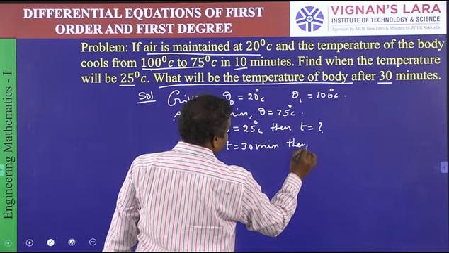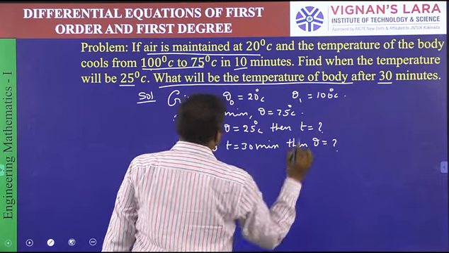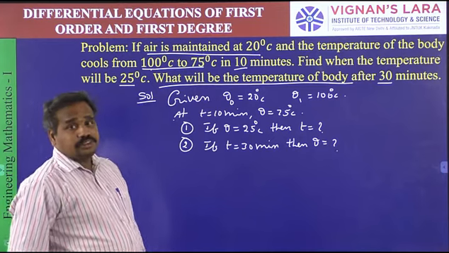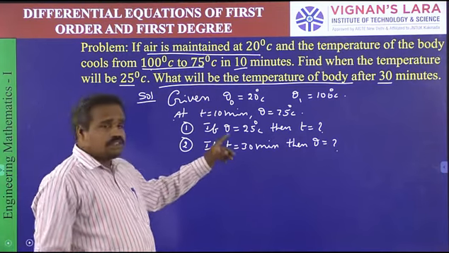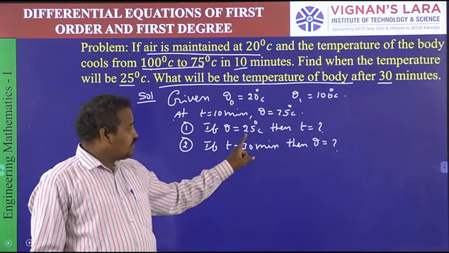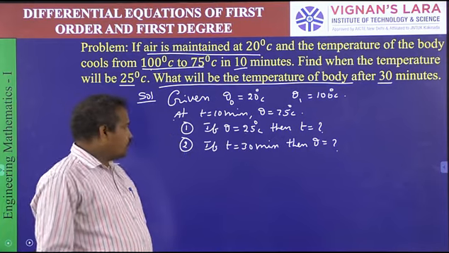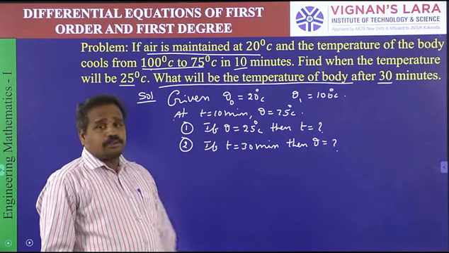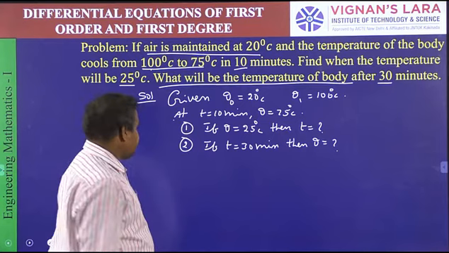then theta value is 1. So he asked us two questions. What are those two questions? If theta is equal to 25 degrees centigrade, what is the value of time? If t is equal to 30 minutes, what is the value of theta?